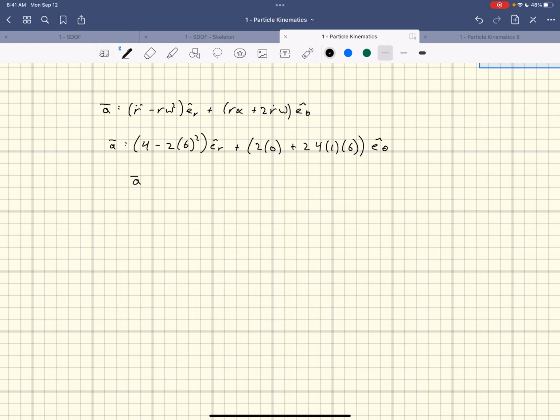And so my acceleration ends up being equal to negative 68 in the e_r direction plus 48 in the e_theta direction, meters per second squared. And then you do the magnitude of that, square root of the sum of the squares. The magnitude of a is 83.2. Okay. Not too bad.